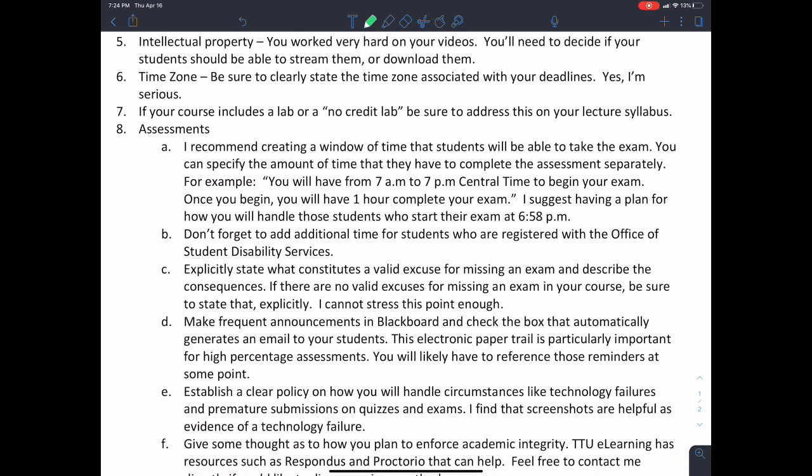So, intellectual property. Your videos are yours. You created them. You worked very hard on them. All you need to do is explicitly state whether they will have the ability to stream or actually download those videos. So the choice is yours, but whether you want them to have these videos in perpetuity is one issue, but just having the ability to stream them through MediaSite is another ball of wax altogether. So just be explicit about what you would like for them to be able to do with those videos.